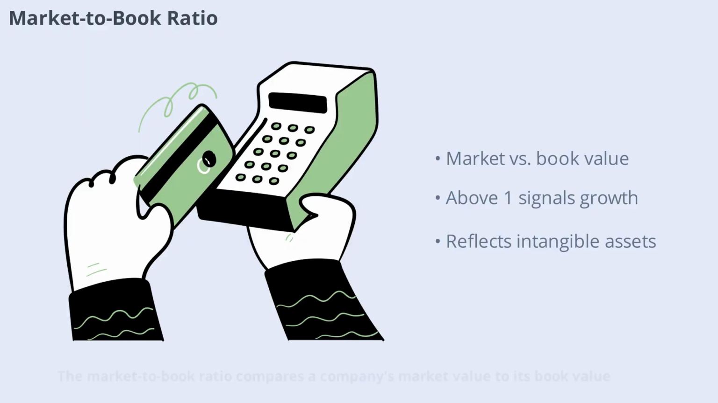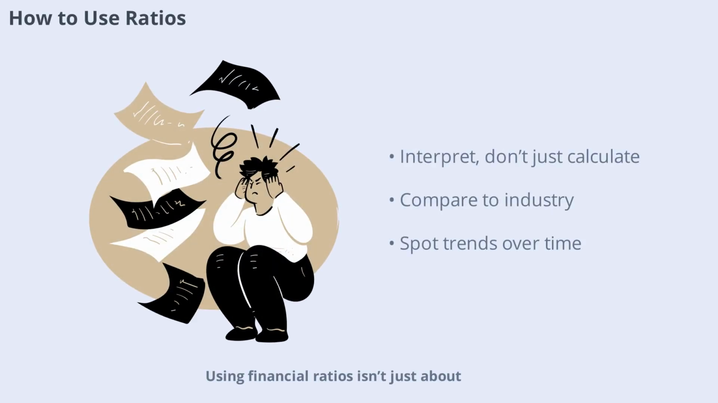The market-to-book ratio compares a company's market value to its book value. It's calculated by dividing market price per share by book value per share. A ratio above 1 suggests the market values the company more than its accounting value, often due to growth potential or intangible assets. Using financial ratios isn't just about calculating numbers, it's about interpreting what they mean.